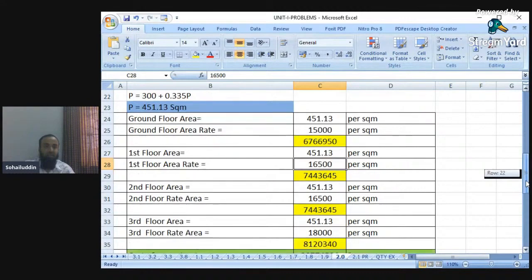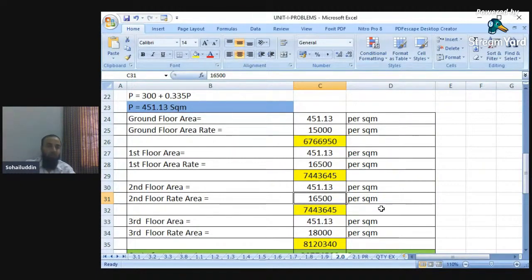In the same way, the second floor is 451.13, again the same. Its rate is also mentioned in the question: for the first and second floor it is 16,500. The amount comes to 7,443,645.